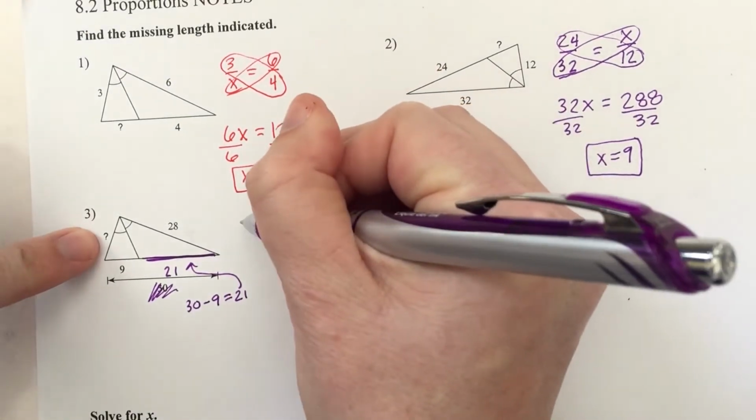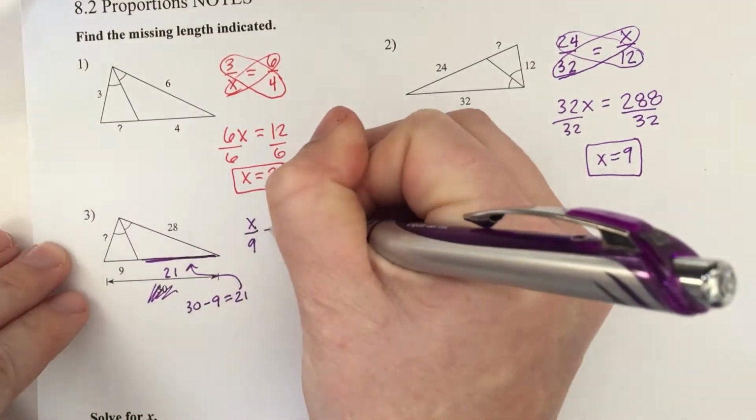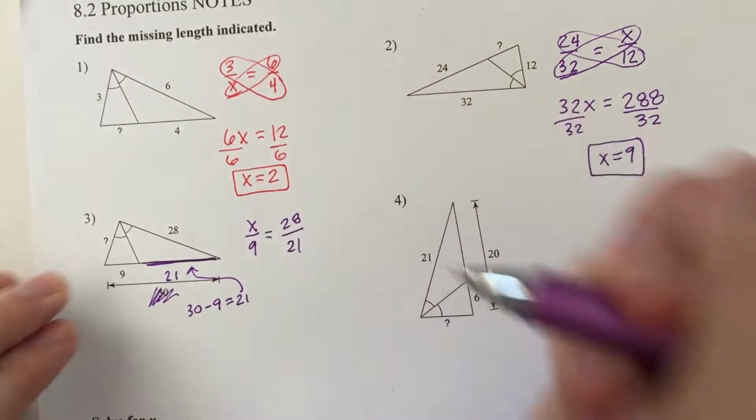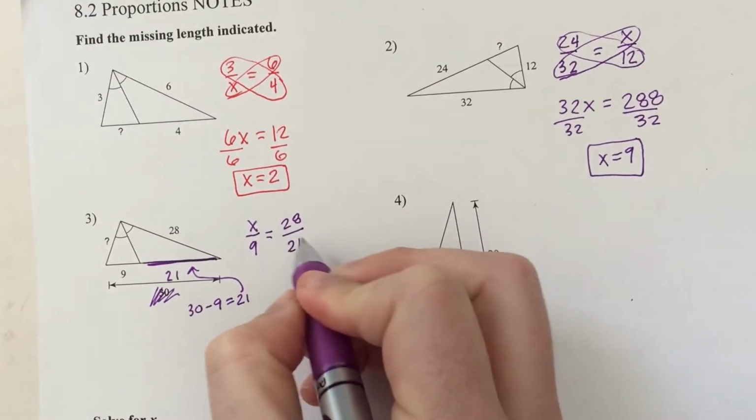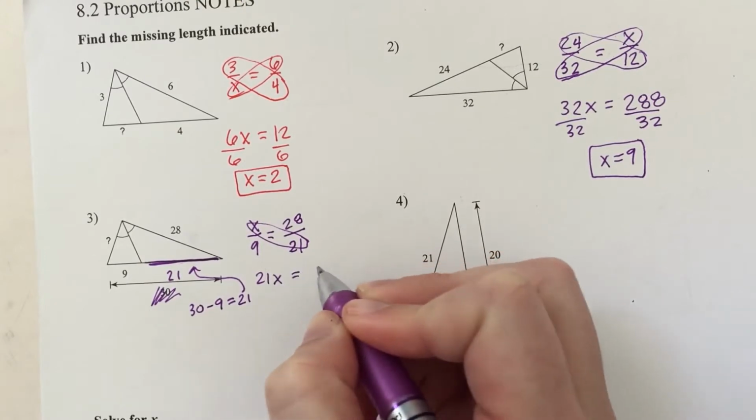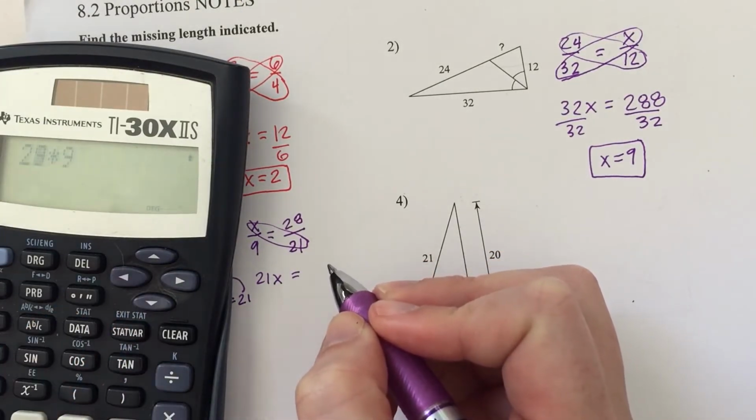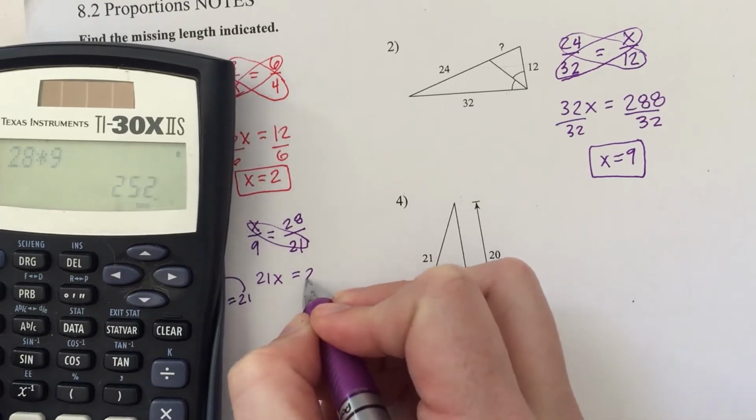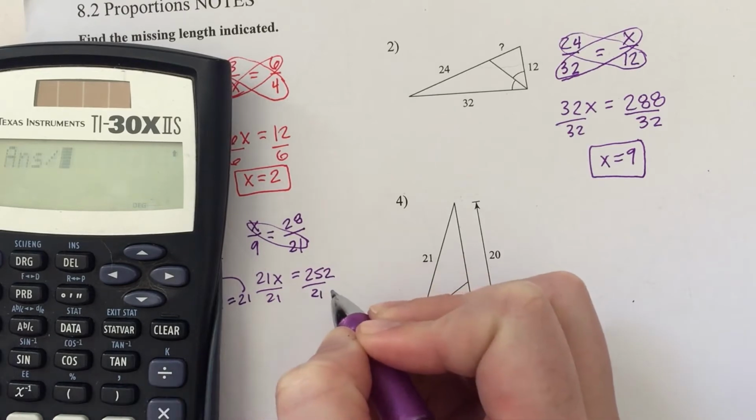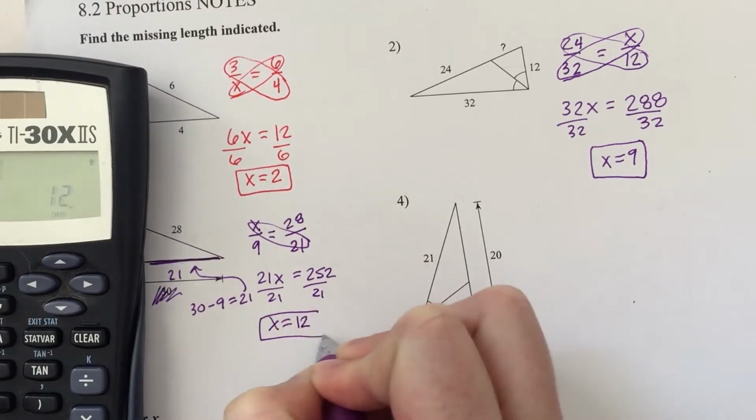That allows me to say x over 9 is equal to 28 over 21. Cross multiply, 21x equals 28 times 9, 252. Divide by 21 on both sides, and x is equal to 12.